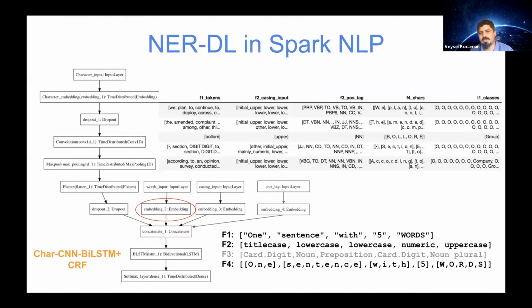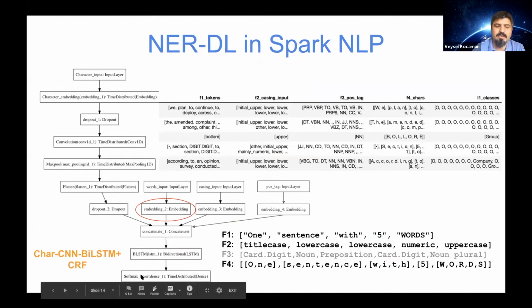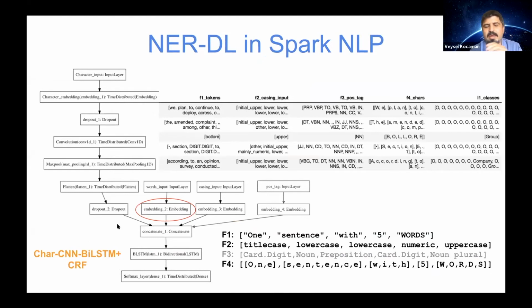So how does this algorithm work? I call it char CNN, BiLSTM, not the CRF. We also have a CRF version, but I'm going to focus more on the softmax version right now, which, as you can see at the final prediction layer, the classification layer, we use softmax. So everything starts with every sentence.